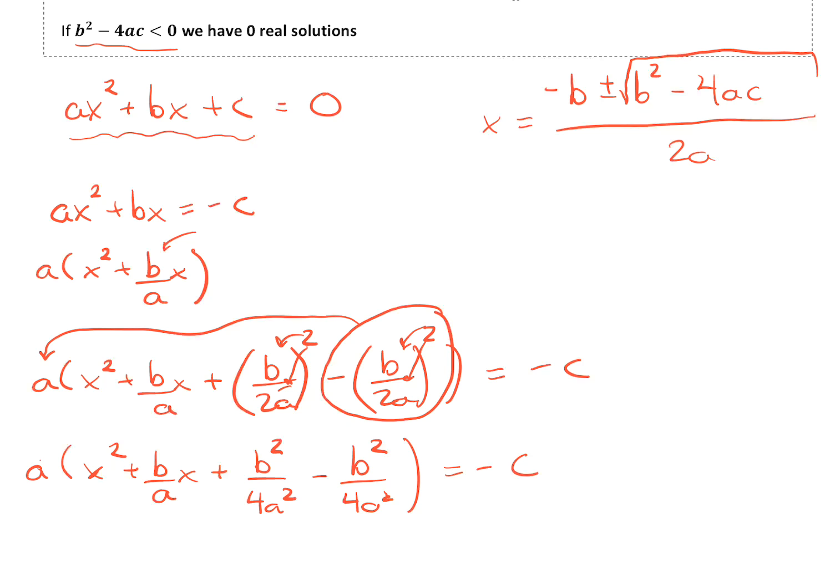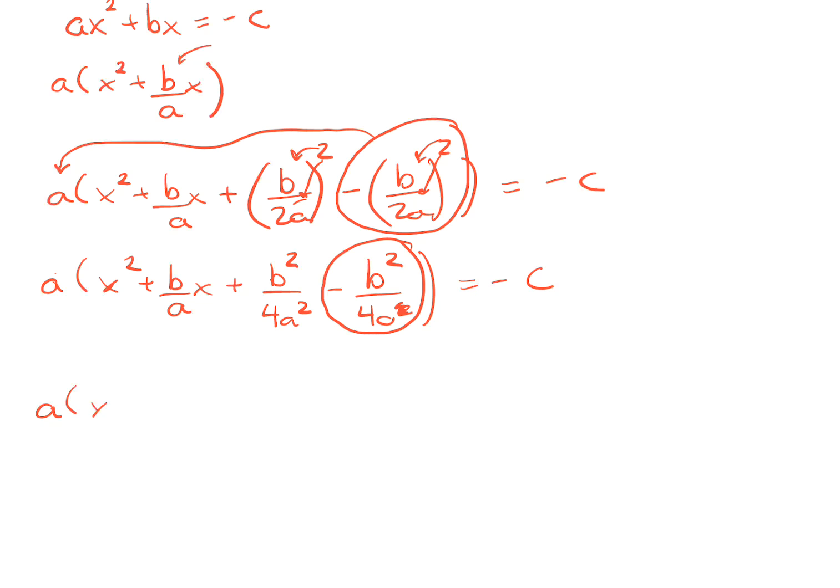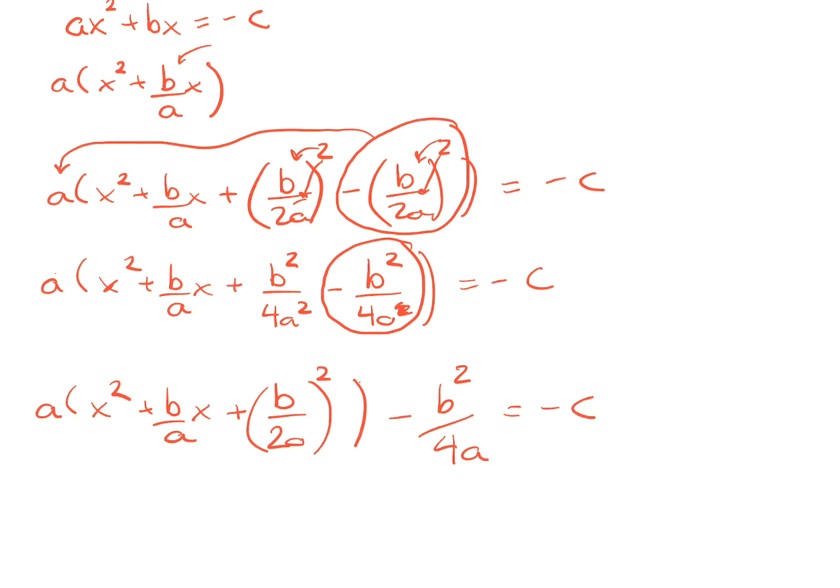Because now when that thing comes out of the brackets, it multiplies by a, and the a cancels with the a squared. So you're going to have a x squared plus b over a x plus, I'm going to put this back to what we'd like it to look like, b over 2a squared. And then when this comes out, we'll close these brackets, we have negative b squared over 4a, not a squared because it canceled with the other a, and that equals negative c.